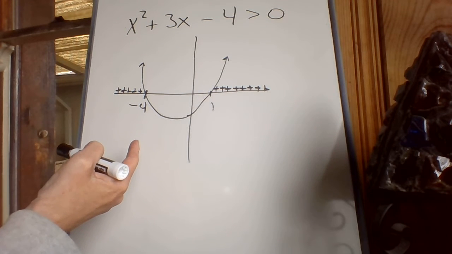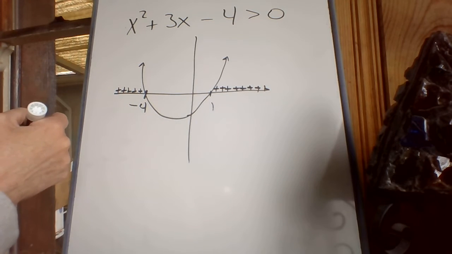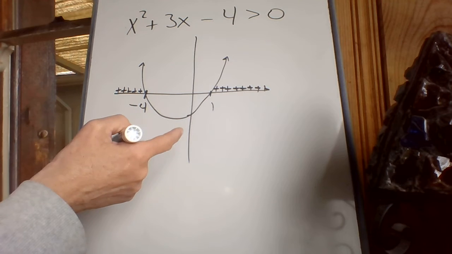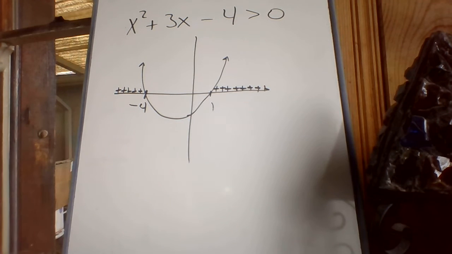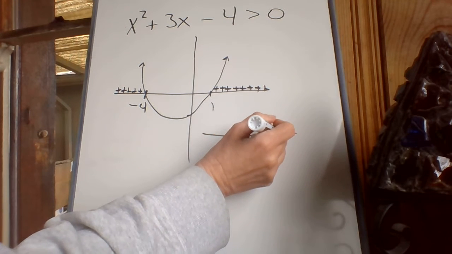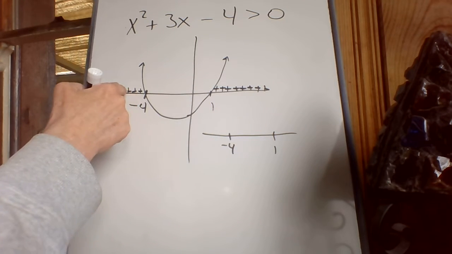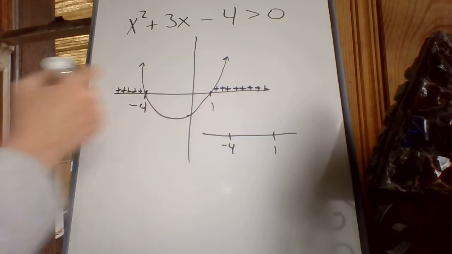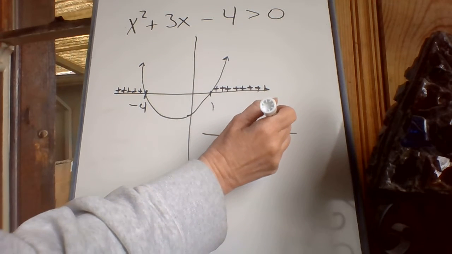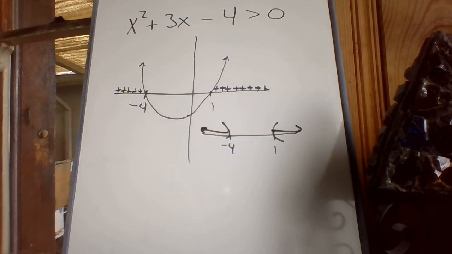Now this question said graph on a number line, it didn't say anything about graph on my calculator, but the x-axis and the number line are exactly the same thing. Here's the number line. There's negative 4. There's positive 1. So when it says graph on a number line, I just look at the picture on my calculator, figure out where it's above the x-axis, and that is the answer. So that's the part where it's positive. That's graphing the answer to this question on a number line instead of a regular graph.